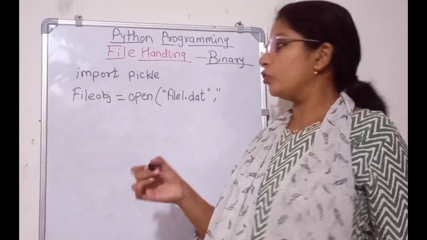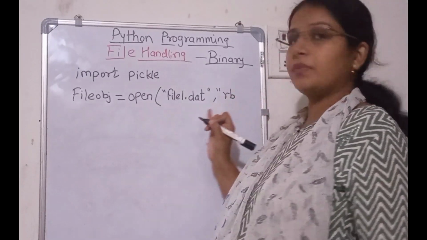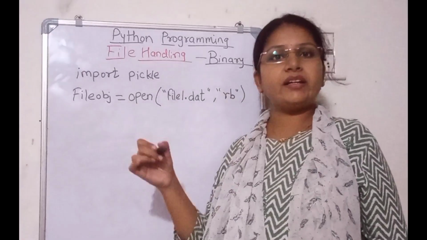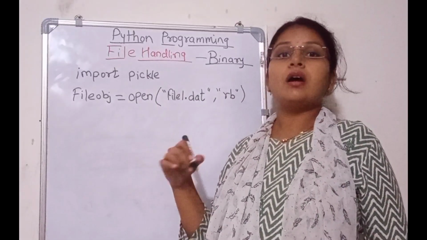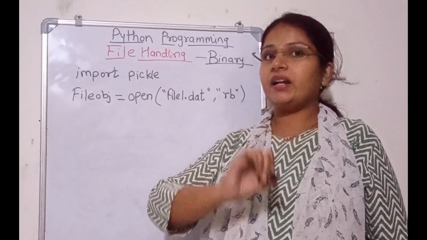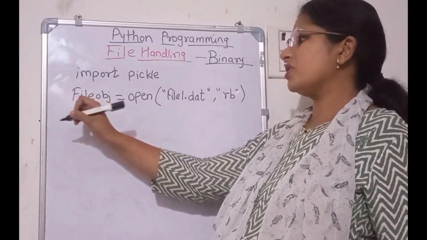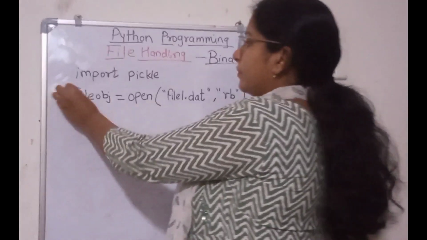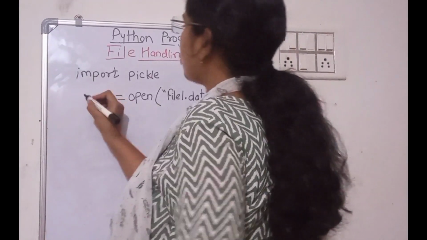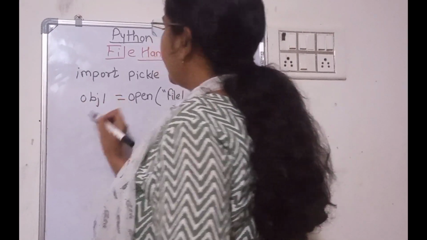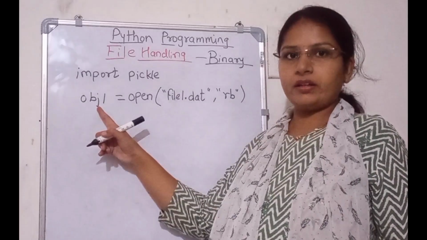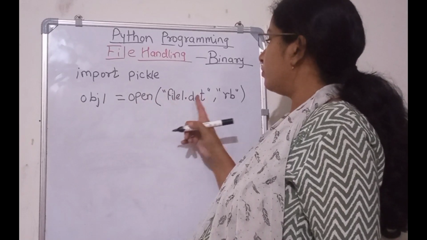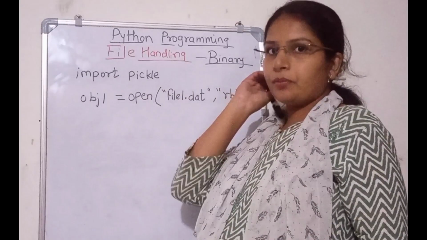For reading you can use rb. The b is a must, as it stands for binary. For writing it's wb, and for appending it's ab. Just like that, your file object. Here I'm taking the file object as, suppose, object1. I can take any name I want, but there is no space here, it's a continuous name. So object1 is equal to open file1.dat in read mode.